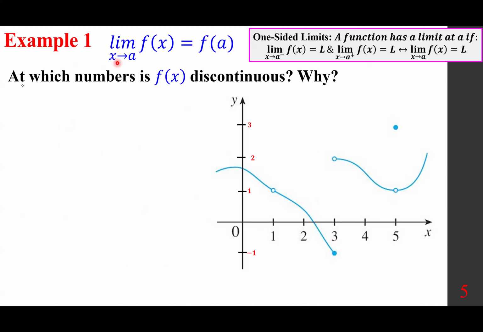Example 1: at which number is f of x discontinuous and why? We are looking at this function, everybody. And so, with that being the case, we notice there's a discontinuity at 1, 3, 5. Why is that? Let's discuss the reason behind each case.